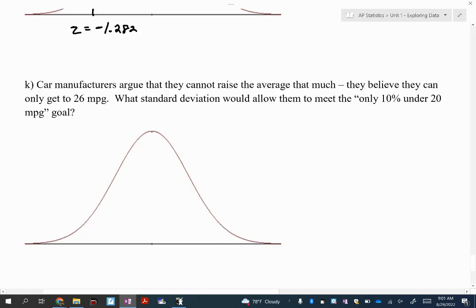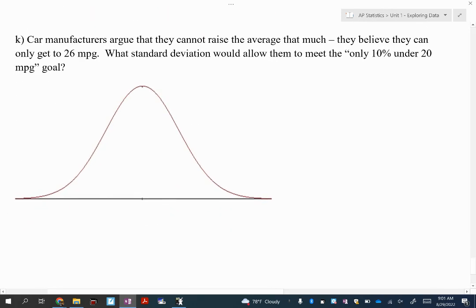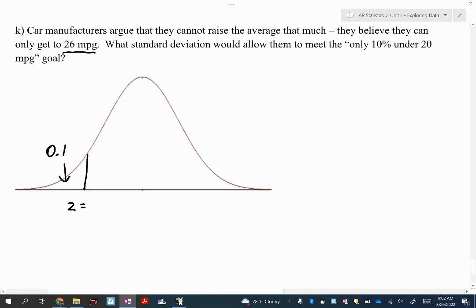Now, car manufacturers say, okay, we're all on board with that, helping out everyone, helping out the planet, but they think they can only get to 26. So what would be a new standard deviation we could use that would allow us to achieve this goal of only 10% here? Remember, this is 0.1, only 10% underneath it. So that same z-score, I don't need to find it again, is negative 1.282.